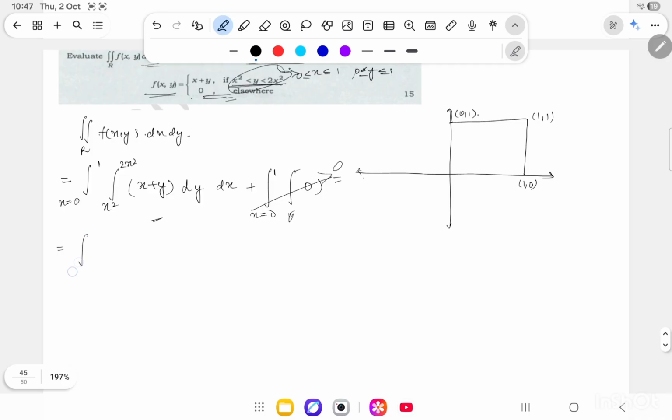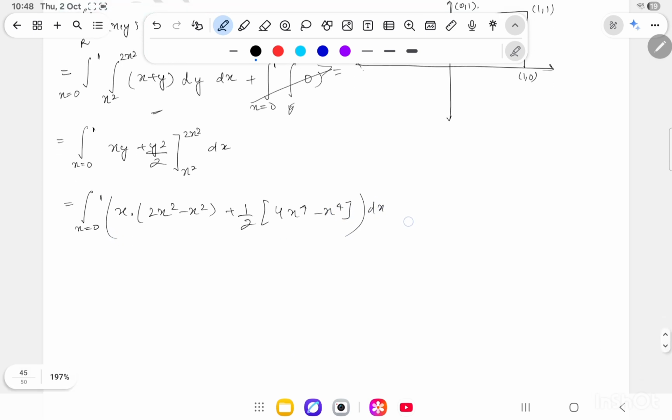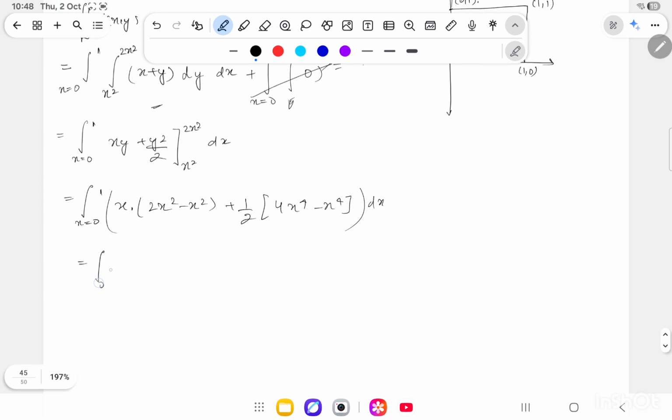So it will be the integration over x equals 0 to 1 of xy plus y square by 2, with limits varying from x square to 2x square, dx. So it is the integration over x equals 0 to 1 of x into 2x square minus x square, plus 1 by 2 into 4x raised to 4 minus x raised to 4, dx.